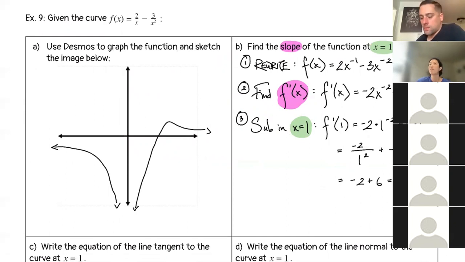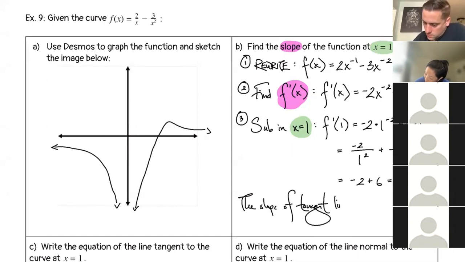Yes, the slope of the tangent line when x equals 1 is 4. So the slope of the tangent line at x equals 1 is 4. Okay.